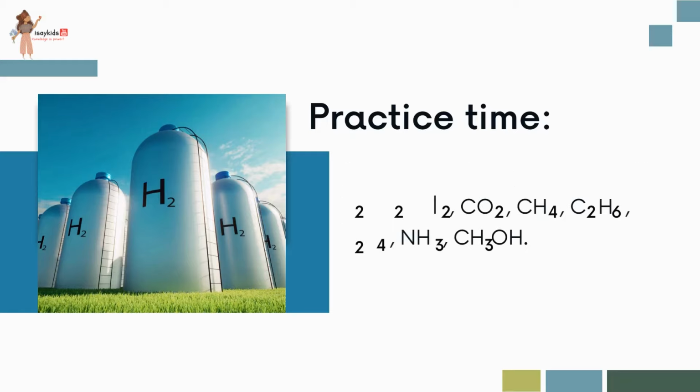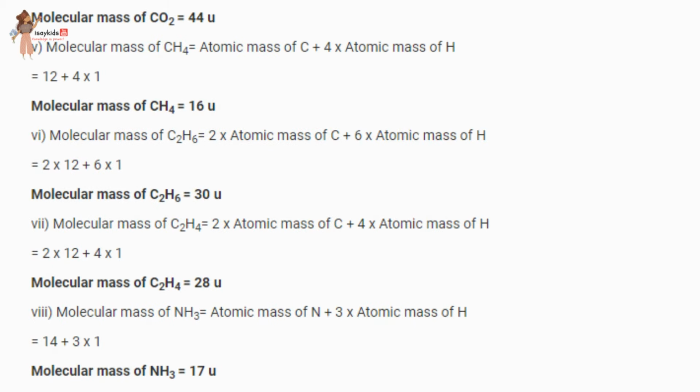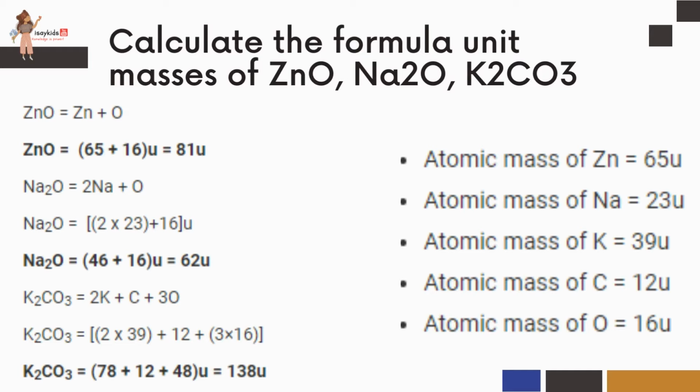Let's calculate some more molecular masses. The molecular mass of hydrogen H2 is 2 times the atomic mass of H. Similarly, molecular mass of O2 would be 2 times the atomic mass of O. Cl2 would be 2 times the atomic mass of Cl, and CO2 would be atomic mass of C plus 2 times the atomic mass of O. So on and so forth.